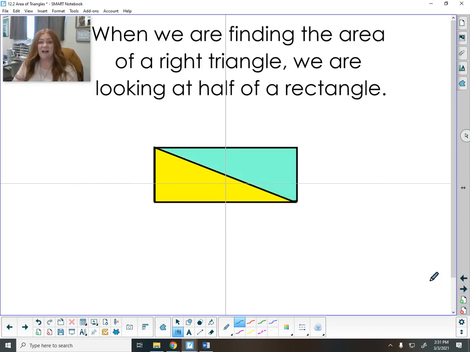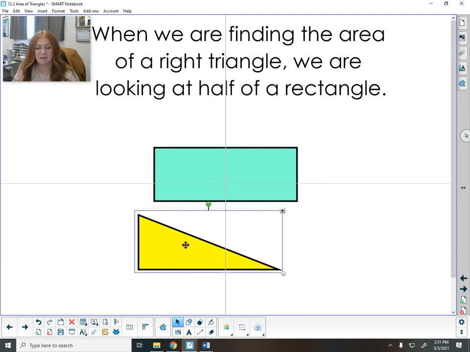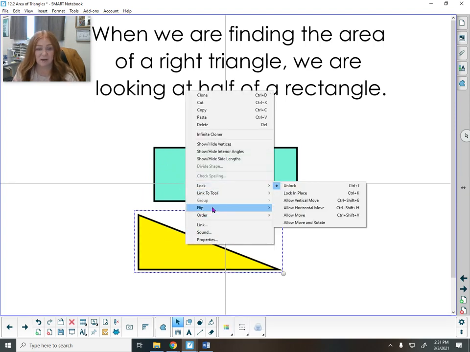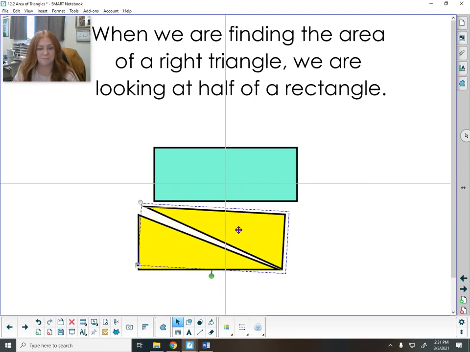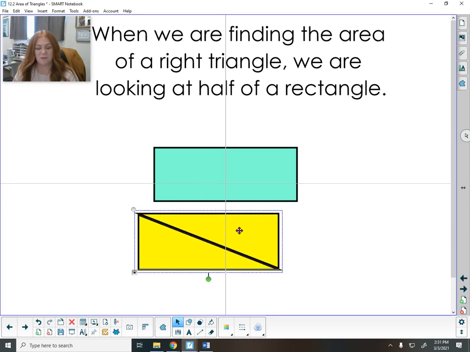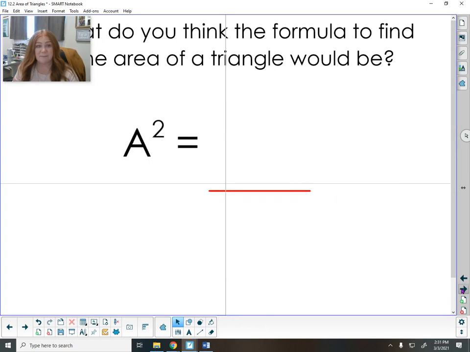So when we're finding the area of a right triangle, we are looking at half of the rectangle. So, right, this triangle is half of this rectangle. So we're just going to pretend like we are finding a rectangle. So we're going to find the whole rectangle. And then we found the whole rectangle, length times width or base times height. And then we just cut it in half. And that tells us our answer here.